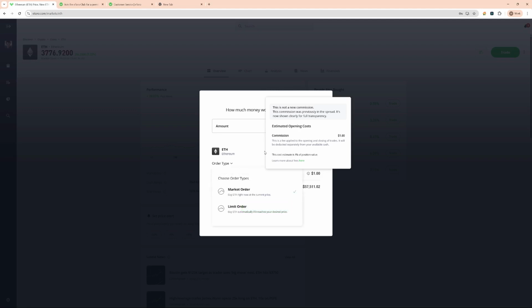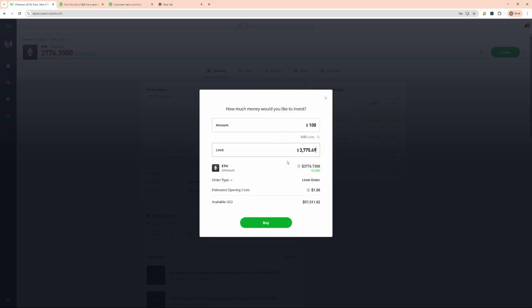I have the option here to either do a market order or a limit order. A limit order is going to be effectively a way for me to buy it if it reaches a certain price threshold. So for example, if I think it's going to drop in price and I want to buy it at say $3,700, as it's currently trading right now at $3,776, it will then buy once it reaches this. Obviously, if it doesn't go down to this, then it will never do that.